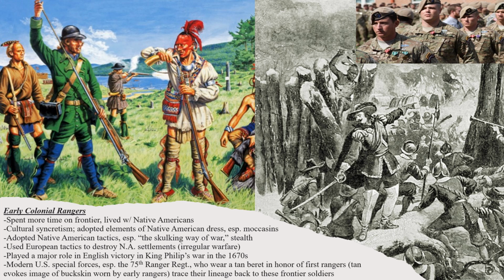At the same time, though, these Rangers also used European tactics and strategy as well. They really focused on destroying Native American settlements as a way of forcing Native Americans to surrender. This is called irregular warfare. Irregular warfare is when a military specifically targets civilian assets that assist an enemy military. The Rangers played a major role in the English victory in King Philip's War in the 1670s by targeting Wampanoag settlements and by engaging in stealth warfare.